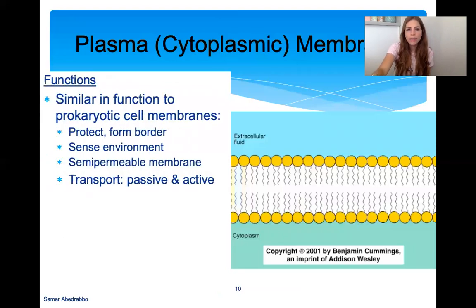The function of the cell membrane is very similar to prokaryotic cells. It's to protect cells, to help cells sense their environment, and it's semi-permeable, meaning it lets some things in and other things not, some things out and other things not. And probably the most important function besides protection for the plasma membrane is transport, so letting things in and out. In the plasma membrane of eukaryotic cells, we see both passive and active transport, just like we discussed with prokaryotic cells. Here's a good review video on this.